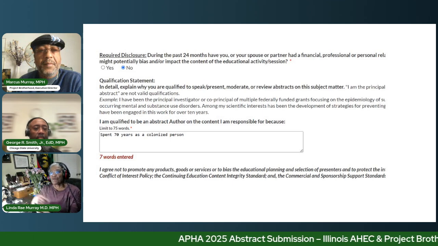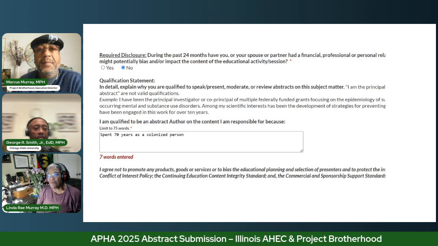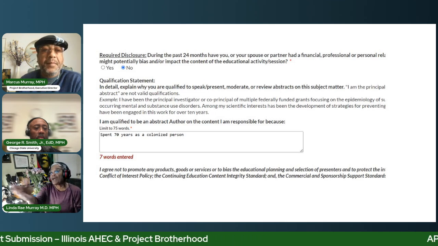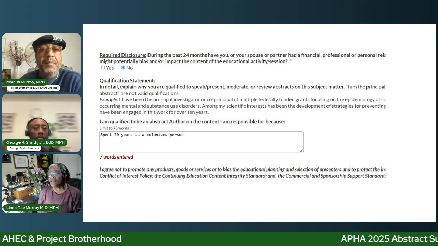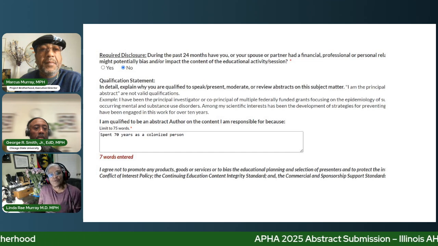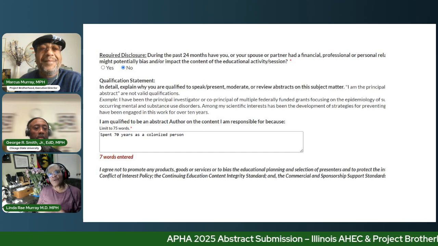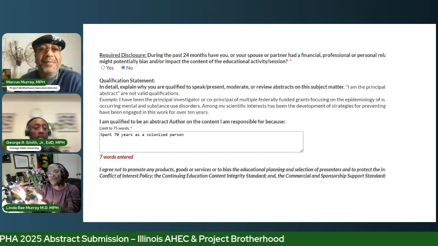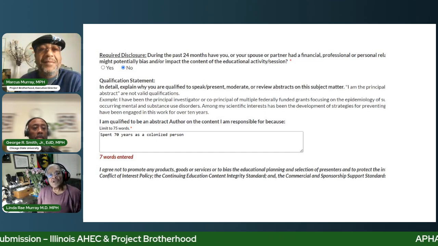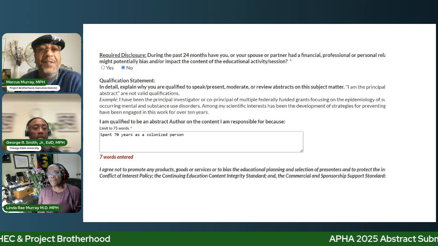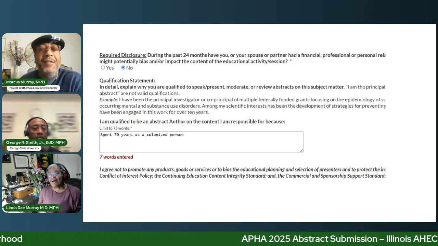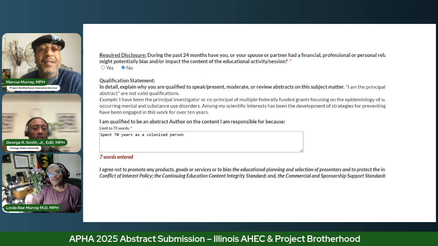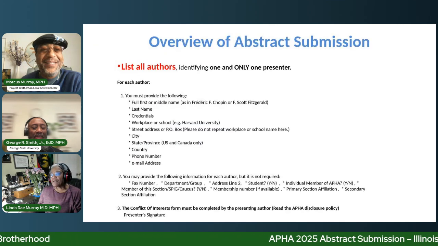This is an example we were following through with Dr. Williamson here, who was submitting an article on colonial stuff in the United States. So she said, I spent 70 years as a colonized person. You can say, I spent 20 years working with people who are addicted to drugs. So this shouldn't be a barrier to you. Just say in plain English why you know about this stuff. But again, don't just put down MPH, DrPH. That's not the reason why you're going to present on the specific slide.